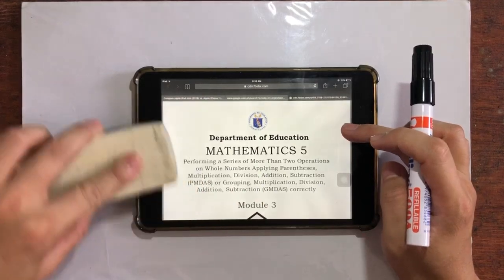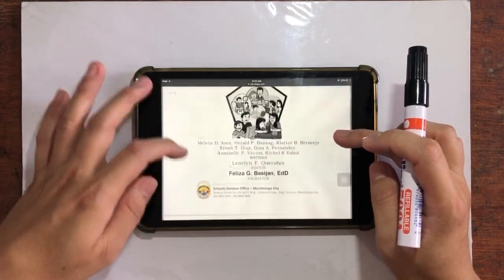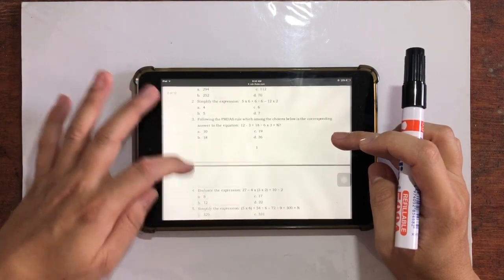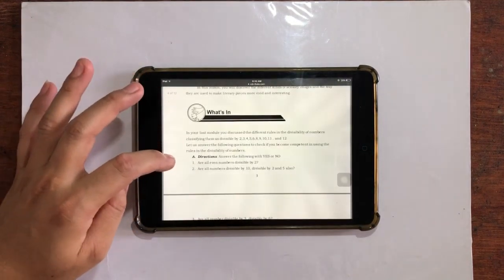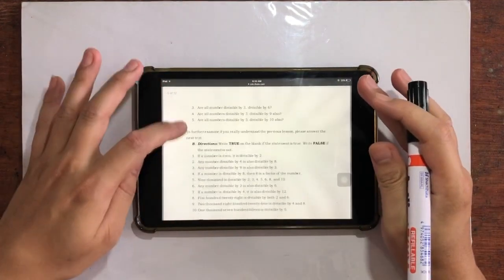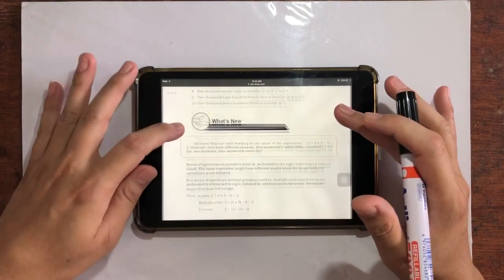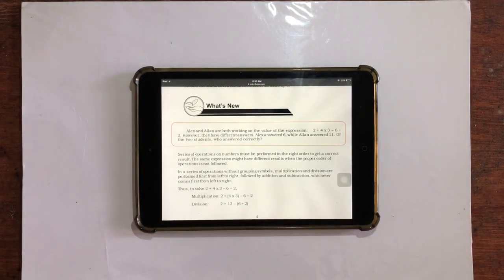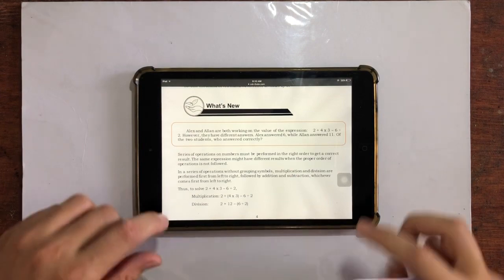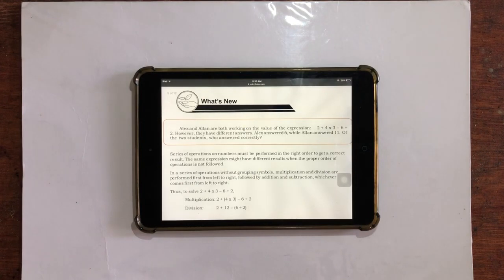order to follow whenever we answer equations that have such mixed operations. So let's find out. Okay, so let's go straight on. These are just review. So, here is the example. It says, Alex and Alan are both working on the value of the expression 2 plus 4 times 3 minus 6 divided by 2. However, they have different answers. Alex answered 6, while Alan answered 11. Of the two students, who answered correctly?